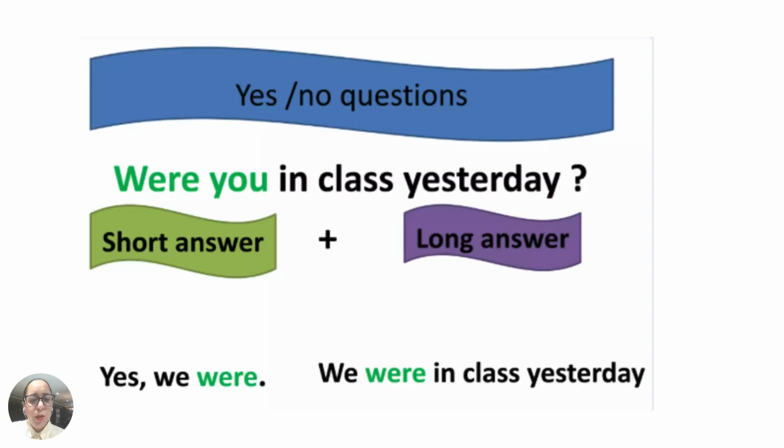For yes/no questions, we change the order of a positive statement. What we are going to do is place first was or were, then the subject pronoun, the complement, and the adverb of time. So, were you in class yesterday? Yes, we were, or no, we weren't, or we were in class yesterday. That's a long answer, or a full answer, a complete answer.